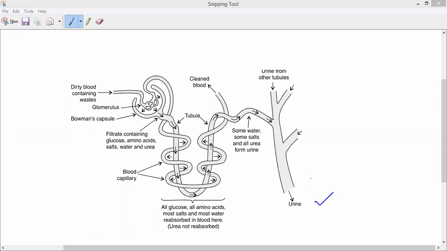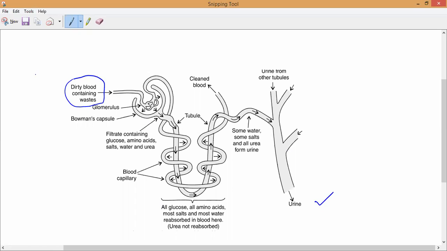Now observe the dirty blood containing wastes like urea, which has been brought here. Can you show me where the dirty blood is coming in this picture? Observe very carefully. Have you noticed? The dirty blood is containing waste.